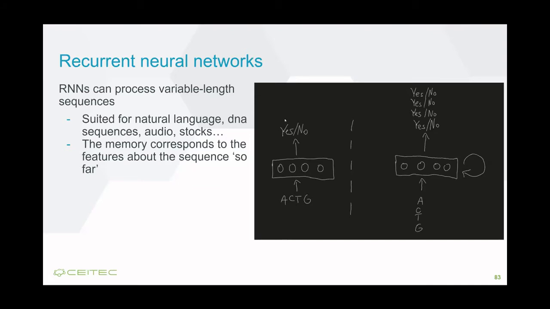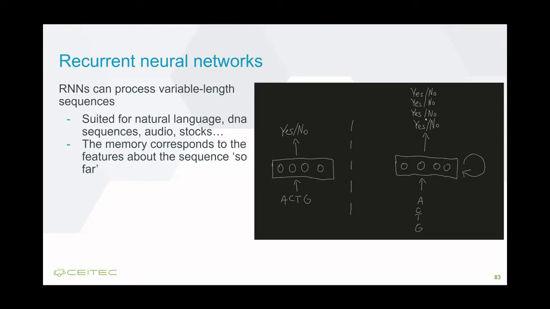For example, is something true about this sequence? Yes or no? And this doesn't allow us to have variable length sequences. So recurrent neural networks look at the sequence in a little bit different way. We still have something like a layer in the middle, but we are feeding the sequence into the model one token after another. So let's say we have the ACTG sequence, and the first input to the model would be the token A. We would put it through the network, and the network would give us a guess whether the thing is true about the sequence or not.